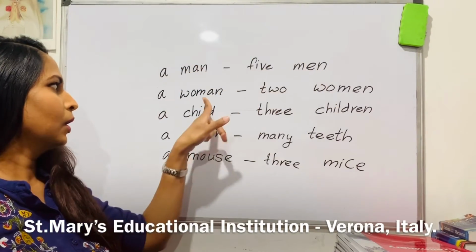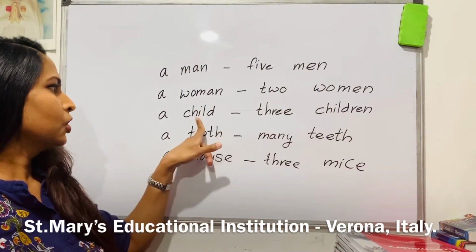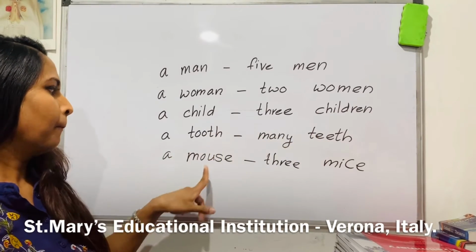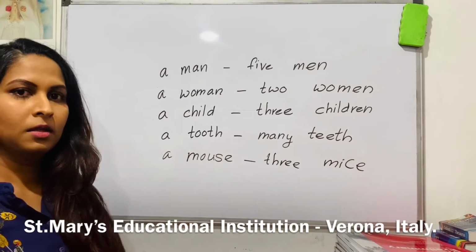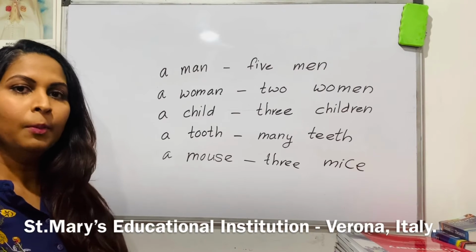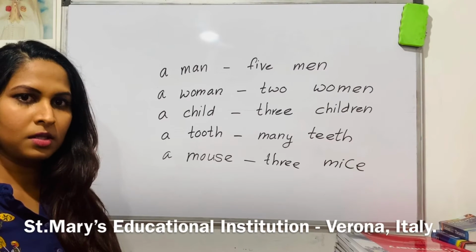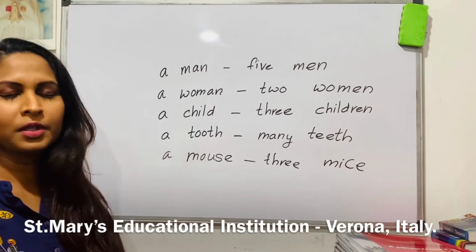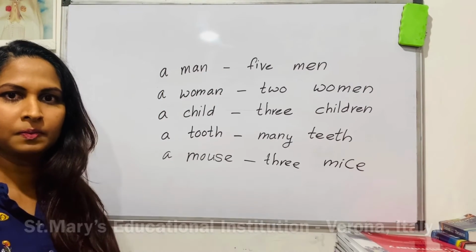Man, men. Woman, women. Child, children. Tooth, teeth. Mouse, mice. When we make the plural noun of these words, there are no rules and you just have to remember these when you use them.